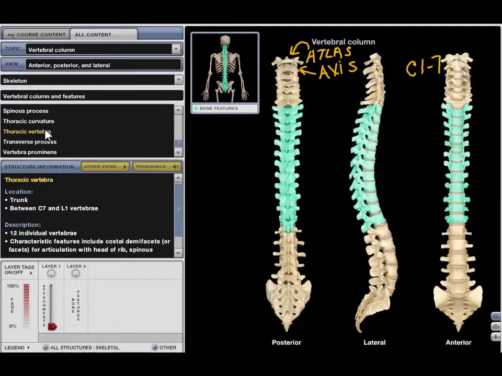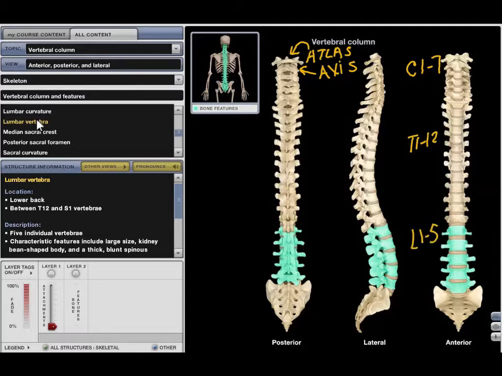Next, moving inferiorly, there are 12 thoracic vertebrae, T1 through T12. And the thoracic vertebrae form the upper back, and they articulate with the ribs. Next, we have 5 lumbar vertebrae, L1 through L5. And the lumbar vertebrae form what we call the small of the back. Here's a memorization trick for you when you are studying the number of vertebrae in each region. You can think that you eat breakfast at 7 a.m., lunch at 12 noon, and dinner at 5.